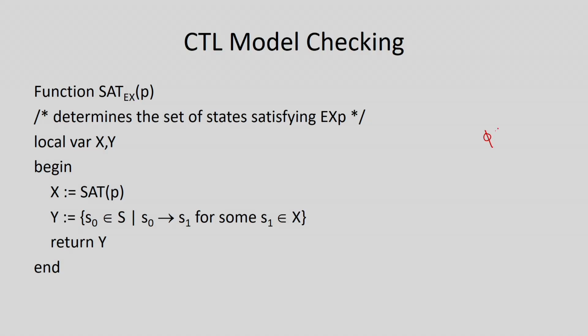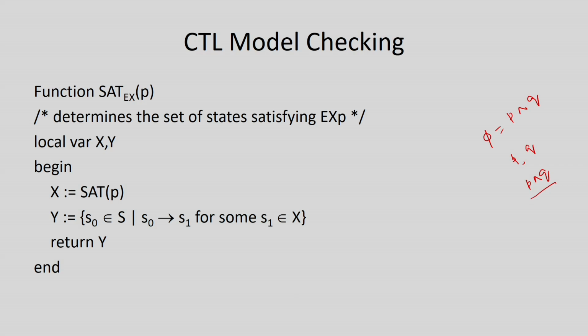CTL formula phi is P and Q, then first of all we must know the truth values of P and Q, and once we know the truth values of P and Q, then we know the set of states where P and Q is true. So, this P is any CTL formula. Now, determine the set of states satisfying EX.